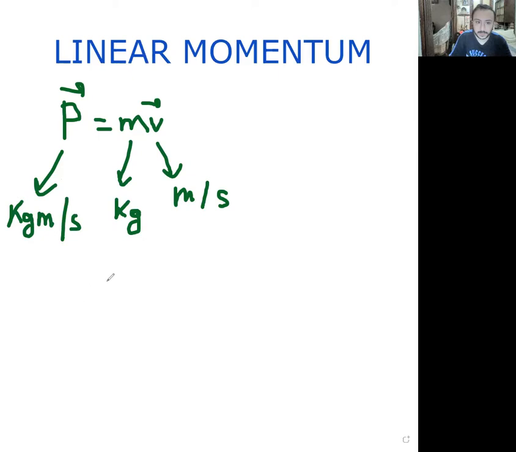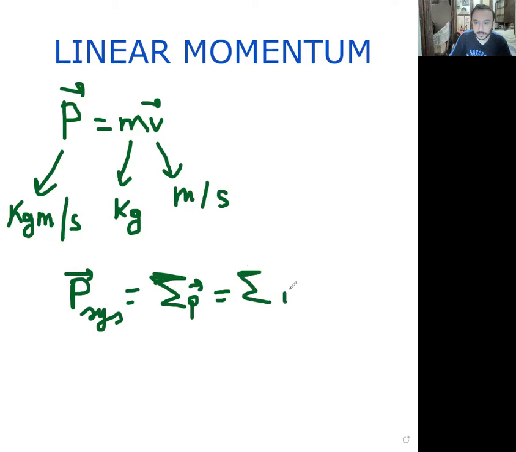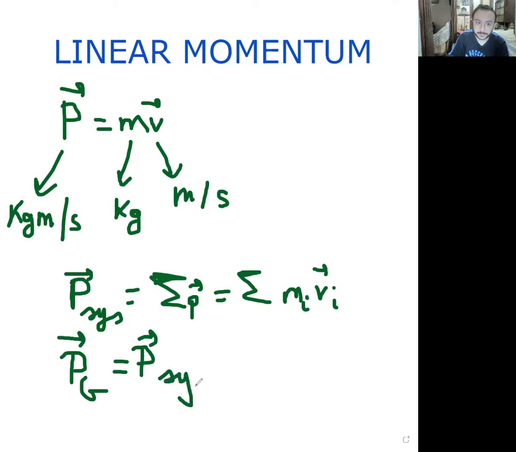If you have a system of many particles, you will do the calculation of the linear momentum of the system. P of the system is equal to the sum of all linear momentum. So it will be sigma mi vi. So m1 v1 plus m2 v2 plus m3 v3. It depends how many particles you have. And if you want to calculate the linear momentum of the center of mass, it would be equal to the linear momentum of the system.